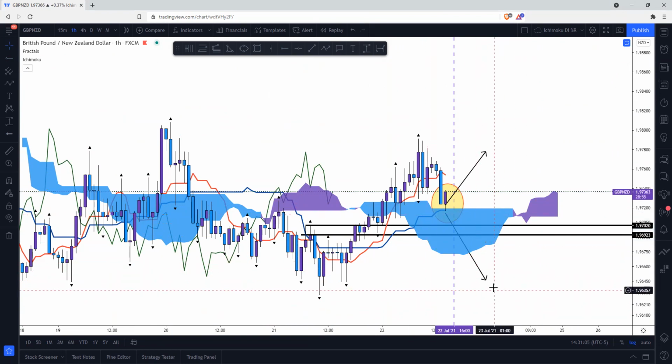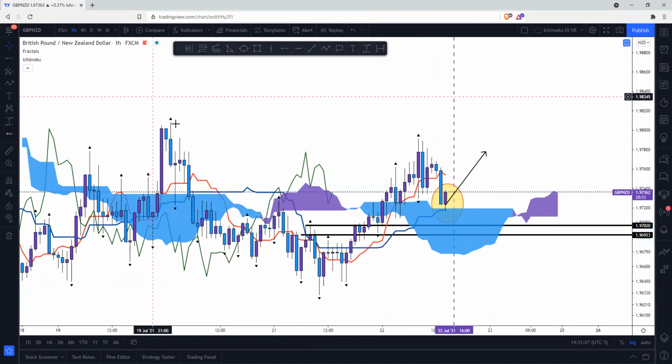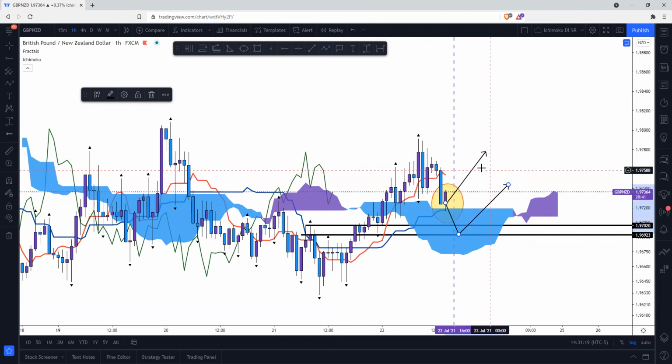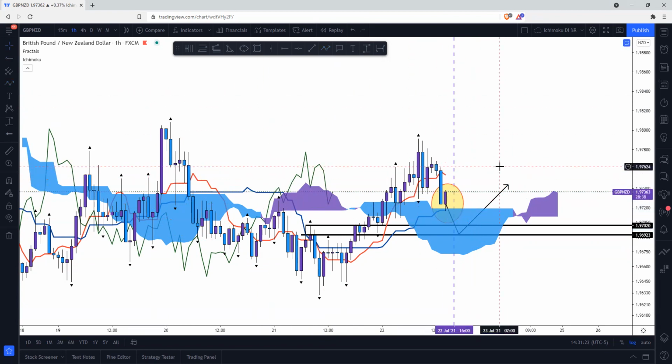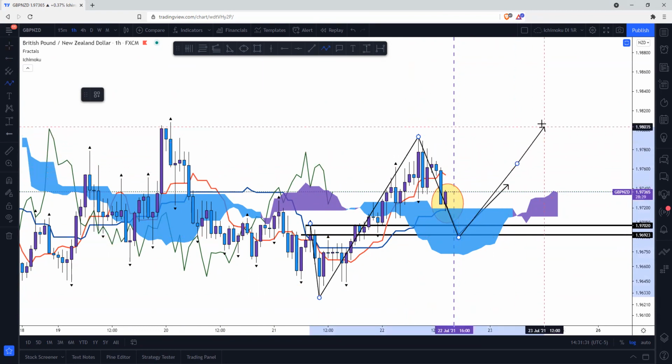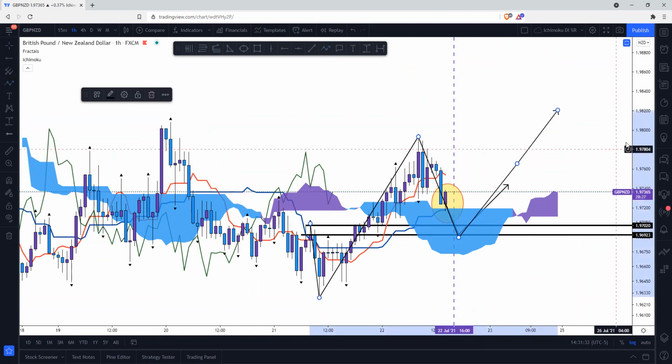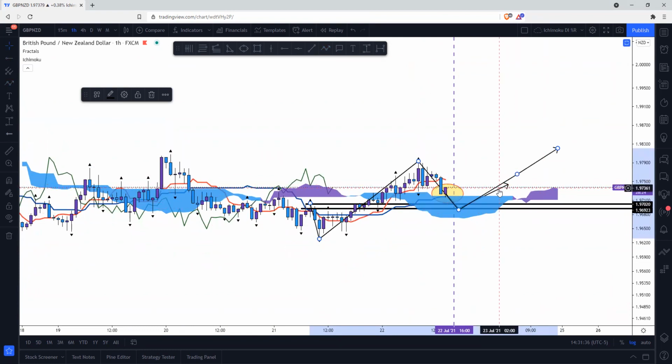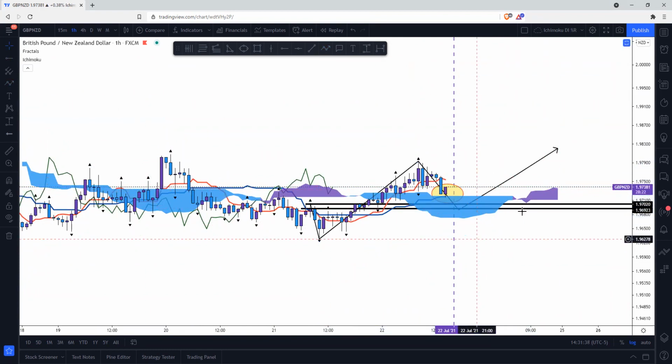If it does get down to this level, since this cloud is going to act as a support area, because that's a lot of support in this area, what we will look for is something like this, a move down and a potential move to the upside, which would result in an S wave at the end of the day. So this would be our S wave here to the upside.